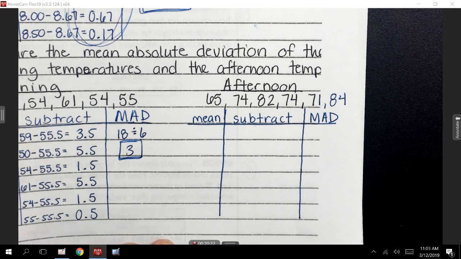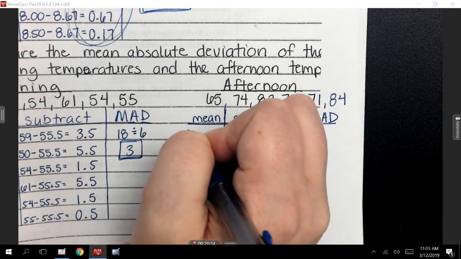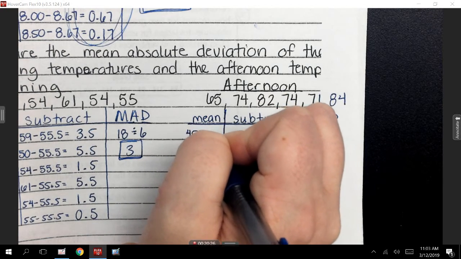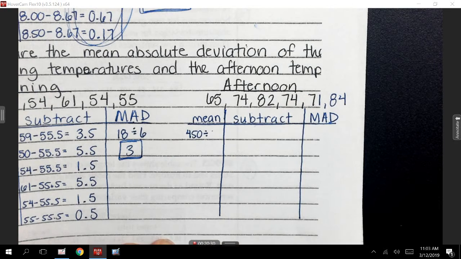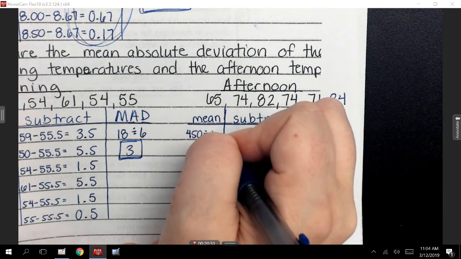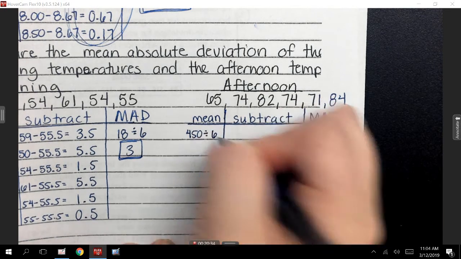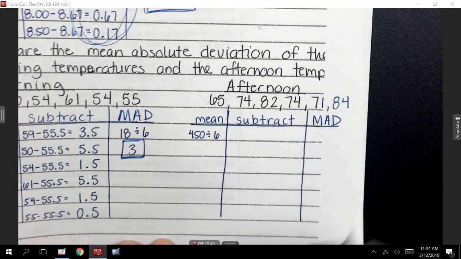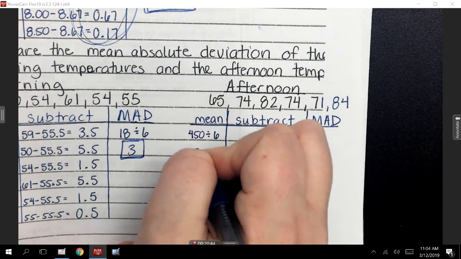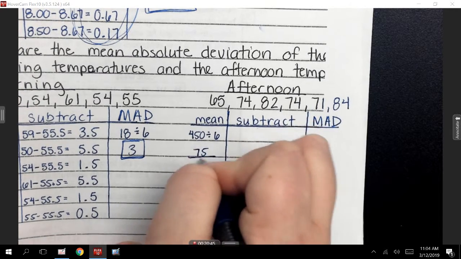Kelsey. 450. And then what am I dividing by on this problem? I think we left a number out. Kaylin? Divide by 6, because there are 6 numbers. Guys, please remember, do you always divide by 6? No, it's just however many numbers there are. I just happen to pick a bunch with 6. All right, Camilla? 75. All right, there's my mean.